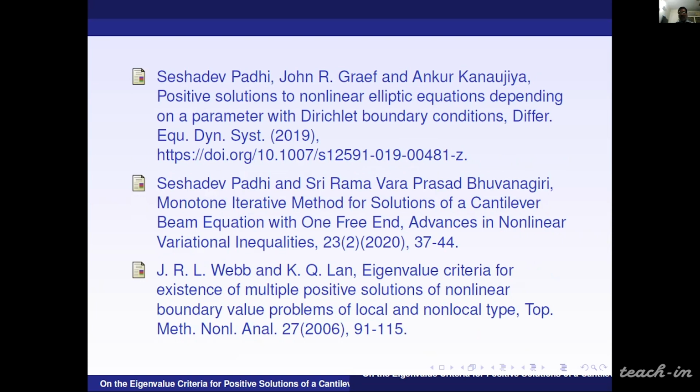The same equation is also considered, but with a different method, especially the monotone iterative method, applied by me and one of my colleagues. Finally, the paper I referred to is by Jeff Webb and Gorgal. They published a paper, eigenvalue criteria for existence of multiple positive solutions of nonlinear boundary value problems of local and nonlocal type, published in Methods of Nonlinear Analysis. No doubt, a number of papers are there on fourth order boundary value problems, but these are the 7 papers which are the motivation for the present work.